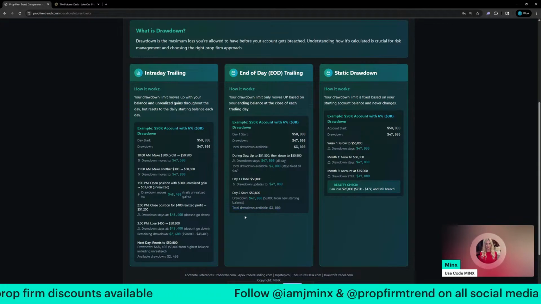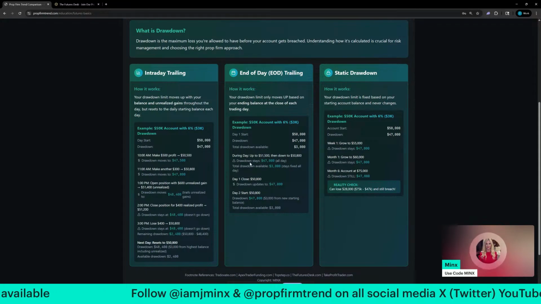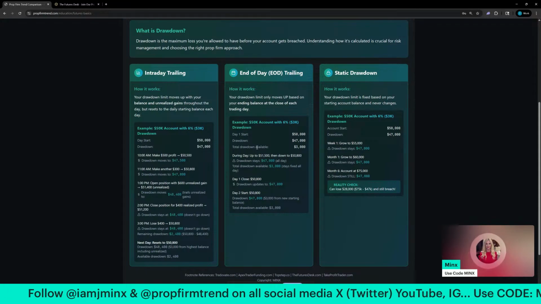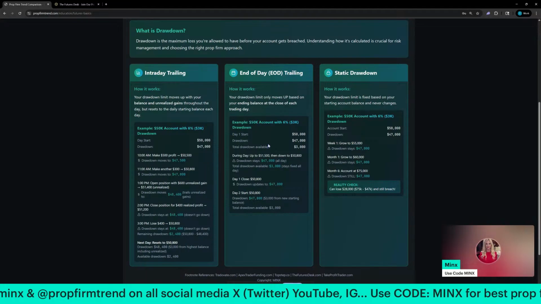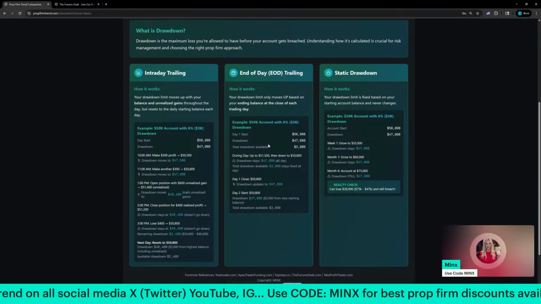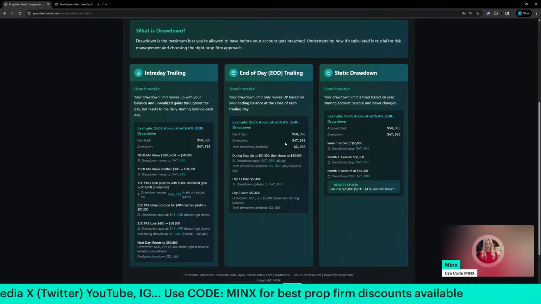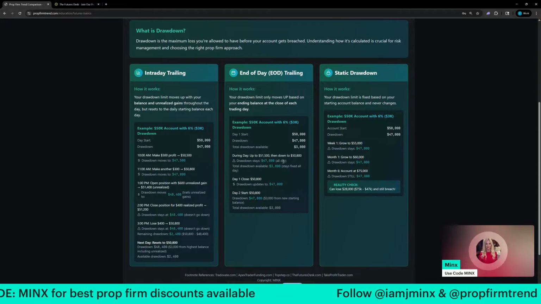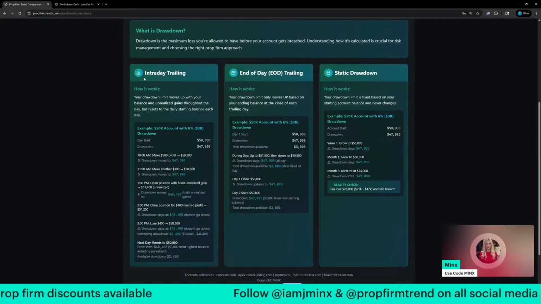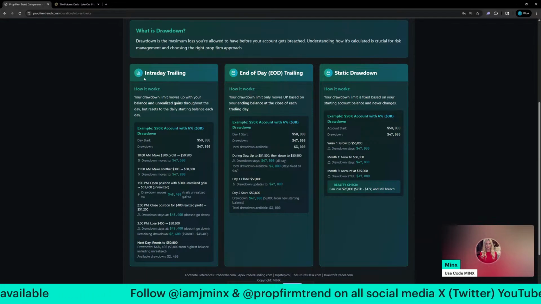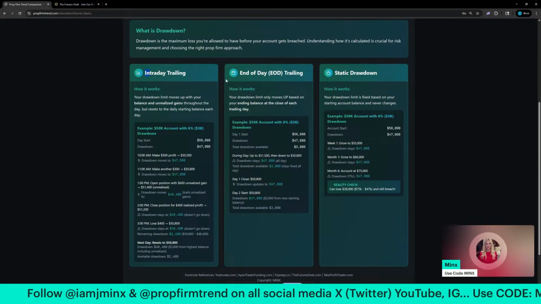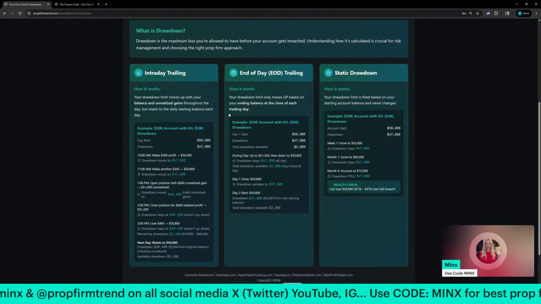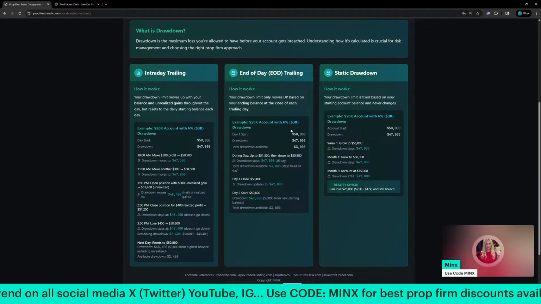So this is more for those that hold their positions during the day, they're more day traders, not scalpers or whatever. So many firms offer both. For example, you guys saw with Tradeify, they offer the intraday trailing and end of day trailing. So you just got to pick what works best for you.